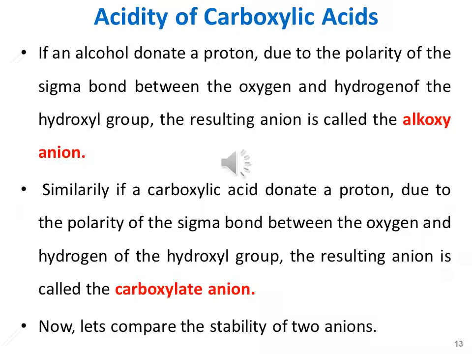Again, here on this slide I have elaborated why alcohols are less acidic than the carboxylic acids. If an alcohol donates a proton, due to the polarity of the sigma bond between the oxygen and the hydrogen of the hydroxyl group, the resulting anion is called the alkoxide anion. Similarly, if a carboxylic acid donates a proton due to the polarity of the sigma bond between the oxygen and the hydrogen of the hydroxyl group, the resulting anion is called the carboxylate anion. I have compared the relative stability of the two anions, the alkoxide and the carboxylate anion, on the next slide. So let's move towards the next slide.